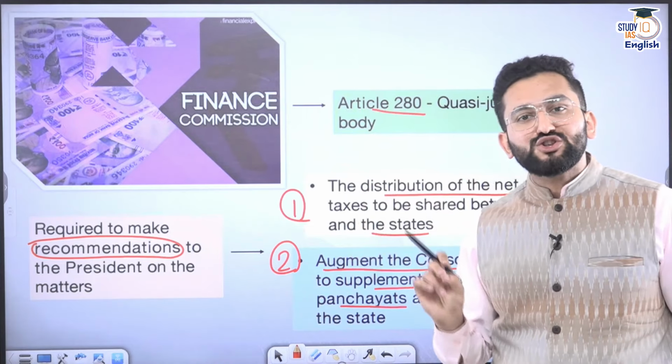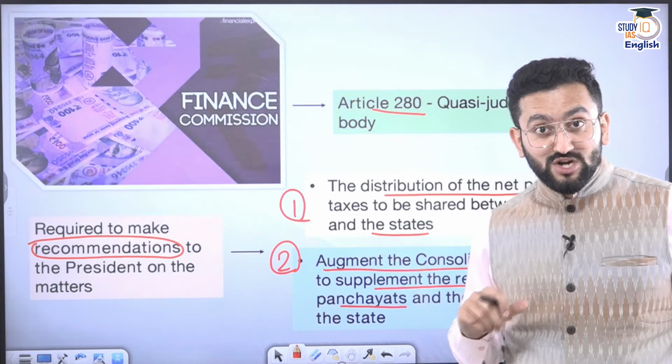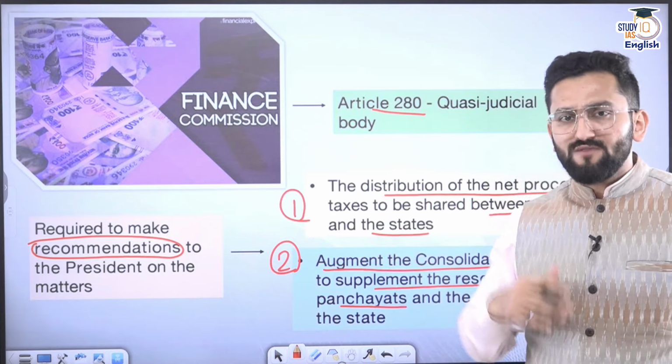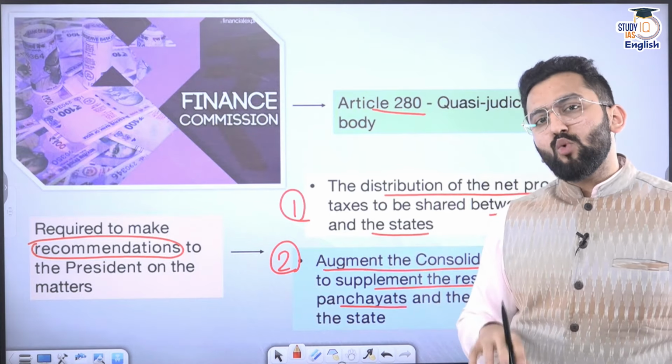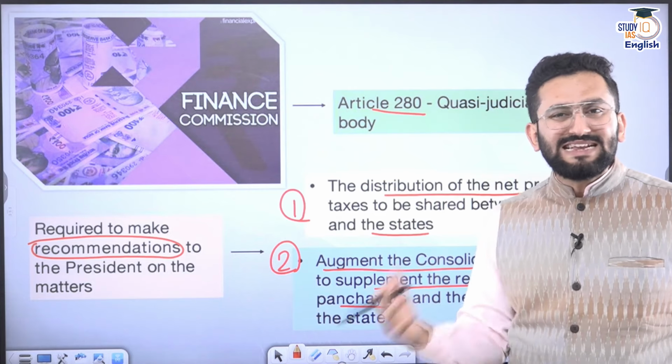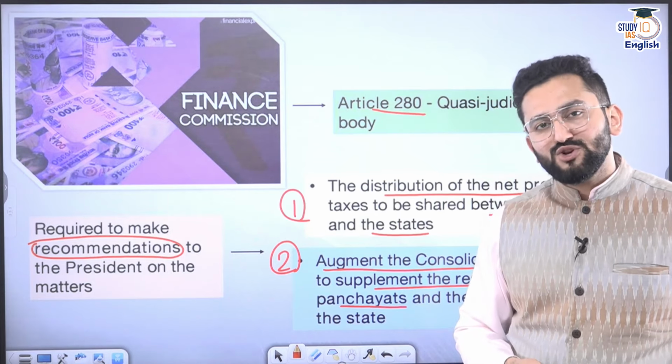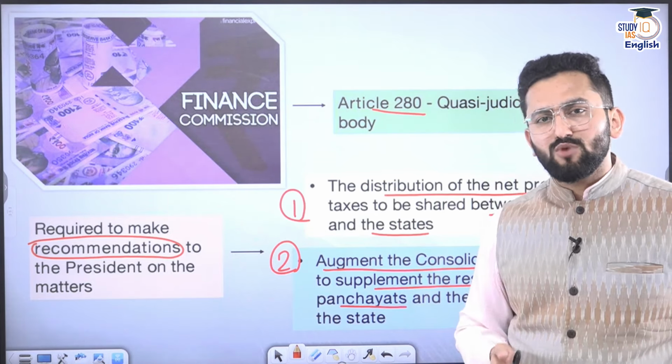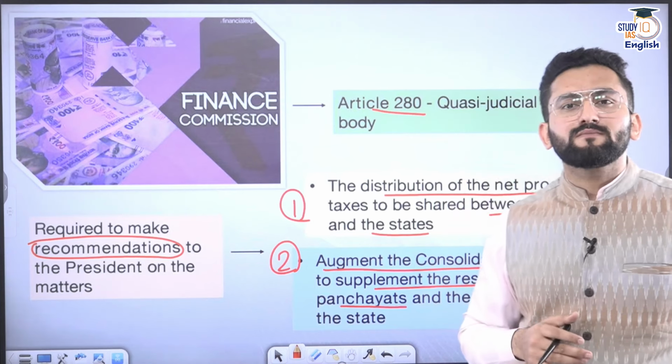Finance Commission is a constitutional body, mentioned in our constitution. It is a quasi-judicial body, not having full judicial function, but having quasi-judicial power. Although many people question, we have not seen any work of Finance Commission where it is acting as a judicial body. Why are you saying it is a quasi-judicial body?